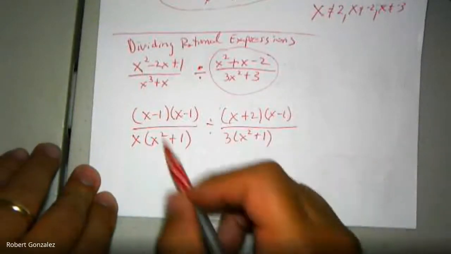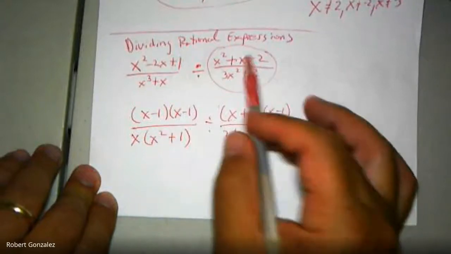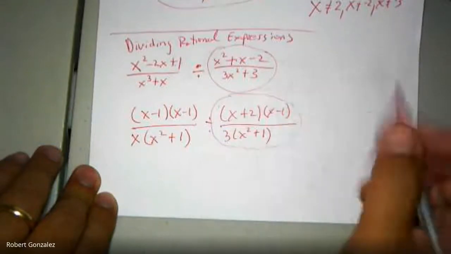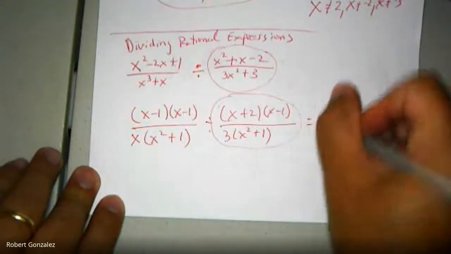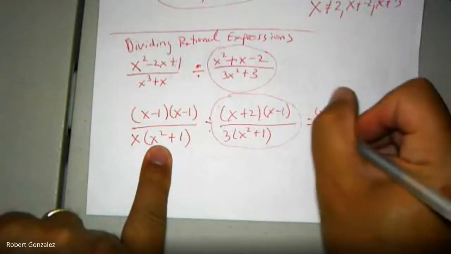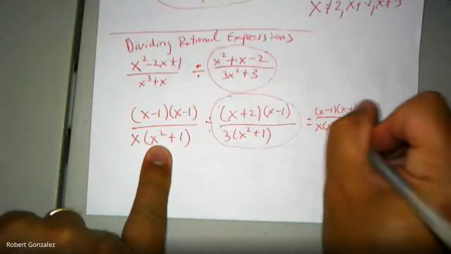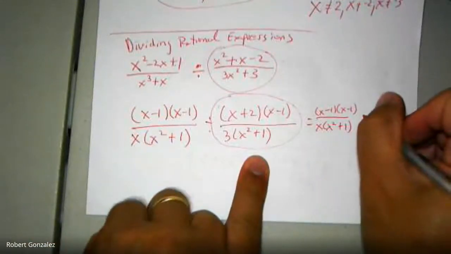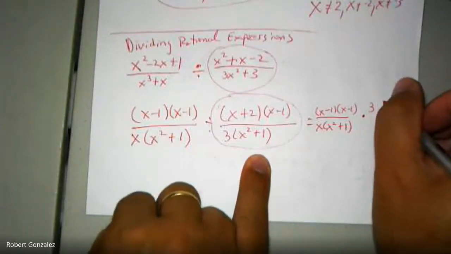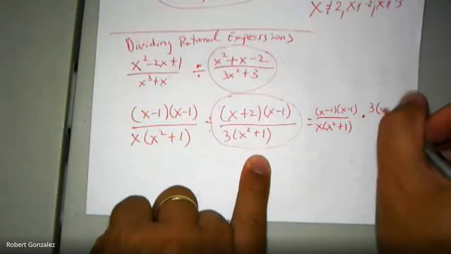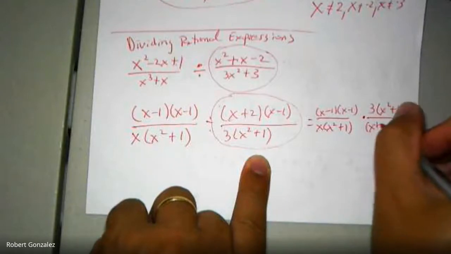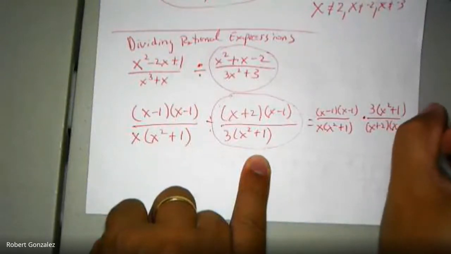You can go and verify these factorings. It's just like our previous homeworks. Now I'm going to take this and flip it. Okay? And I'm going to get, rewriting the first one, x minus 1 over x squared plus 1. Over here, to multiply now, I'm going to put this on top: 3 x squared plus 1 all over x plus 2, x minus 1.